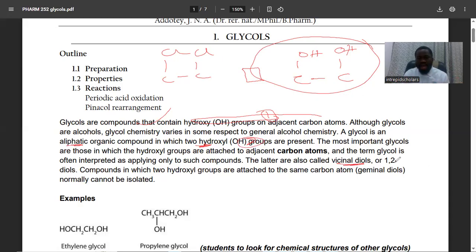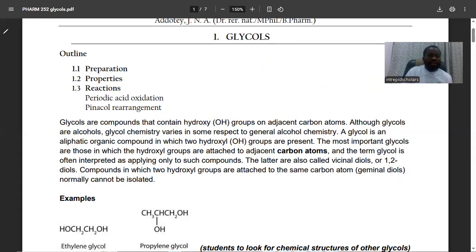It's also called a 1,2-diol. Now, the other side, if you flip vicinal, we have something we call geminal. Geminal is when you have the two equal groups on the same carbon atom. So if I have a C here, and then there's an OH here and an OH here, this is what we call geminal. Now, they are saying compounds in which the hydroxyl groups are attached to the same carbon atom, geminal diols, cannot be isolated. Just a point of information for us. Moving on.